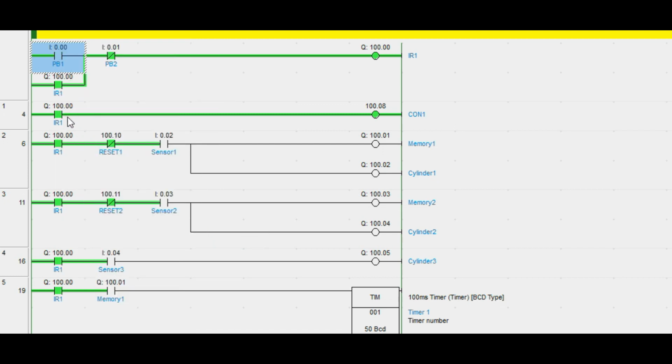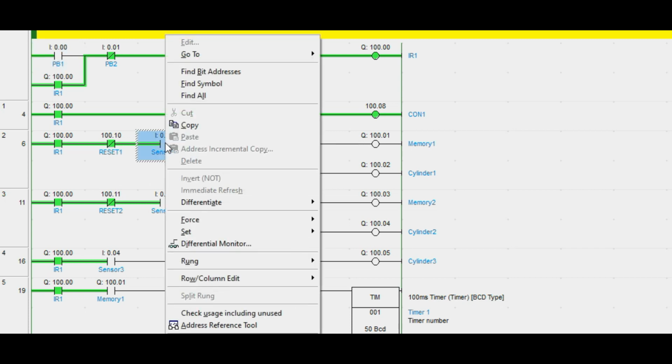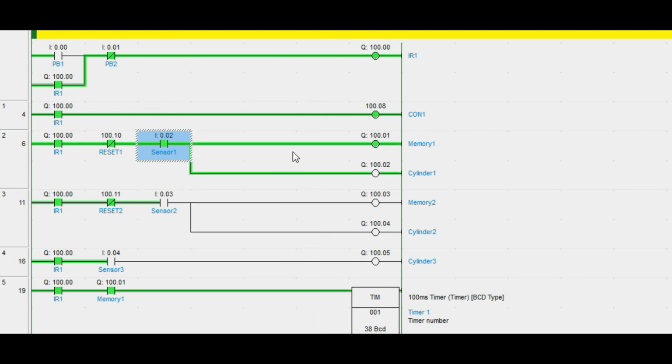Then, the internal relay will supply electricity to the conveyor. If a metal item is discovered, sensor 1 will activate. Memory 1 will record all the data and cylinder 1 will expand and push the item to another conveyor.